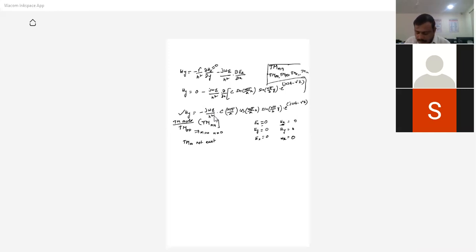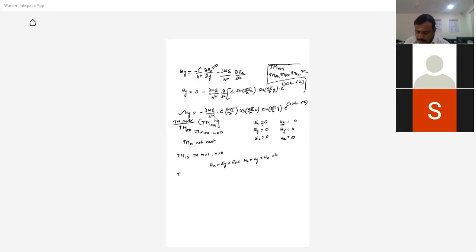TM00 does not exist. In the same way, you can write TM10, where m is equal to 1 and n is equal to 0. There also you can substitute m value 1 and n value 0 in all components. So here also Ex, Ey, Ez, Hx, Hy, Hz all go to 0, once you substitute and check.